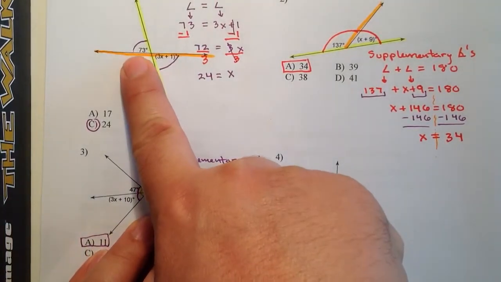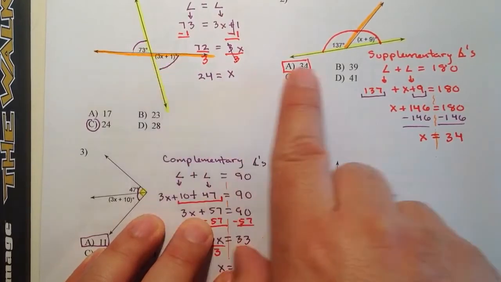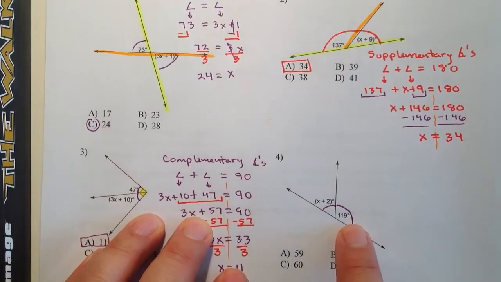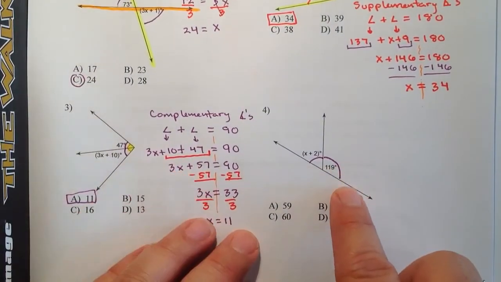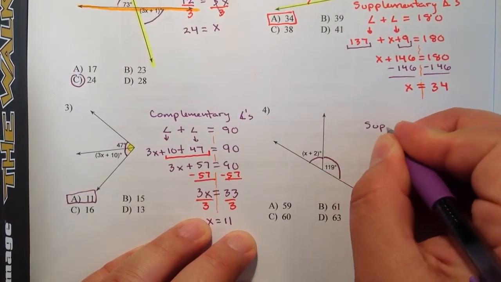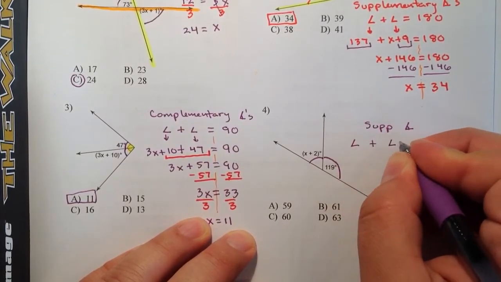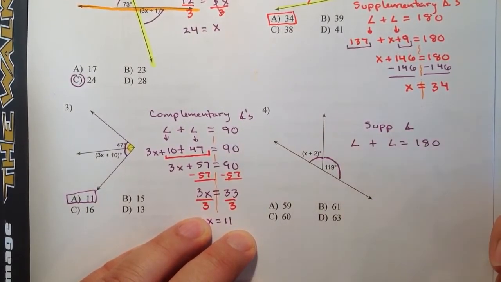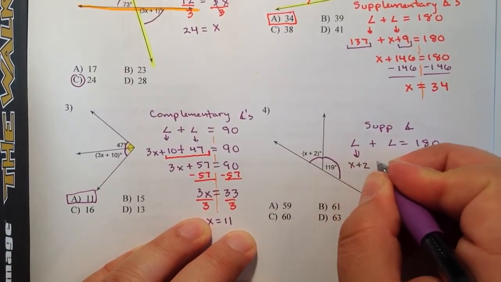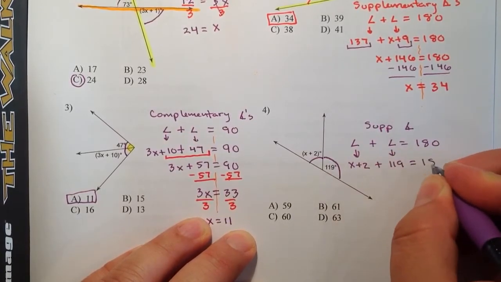That does not happen with vertical. Look at that. When you mark them, vertical angles never make contact. Look at these little curves, no contact. But here, when I marked my angles, they did make contact. So we're dealing with something that's supplementary again in this problem. And so as soon as you know that this is supplementary, then set it up. Angle plus angle is equal to 180. And so my first angle I see is x plus 2. The second angle I see is 119. And it's going to equal 180.